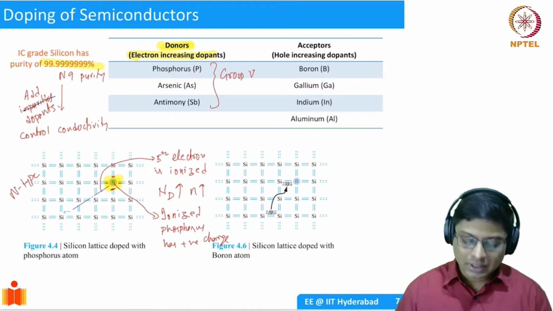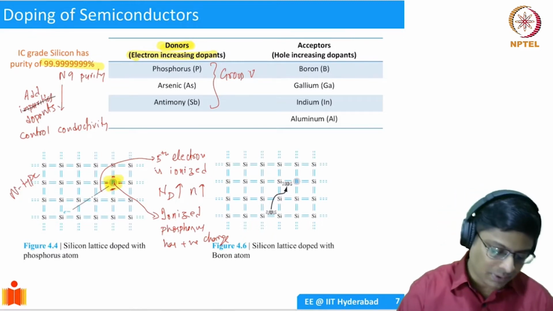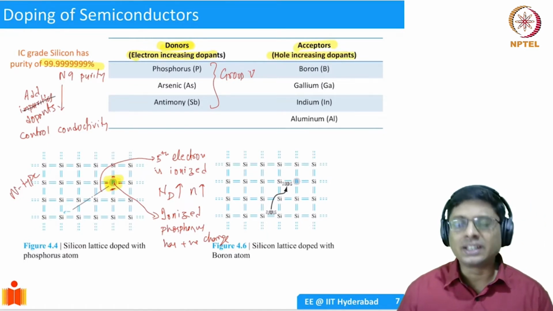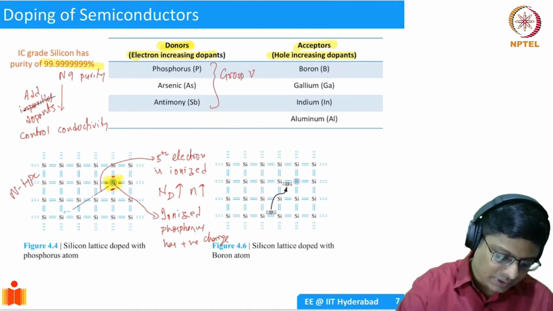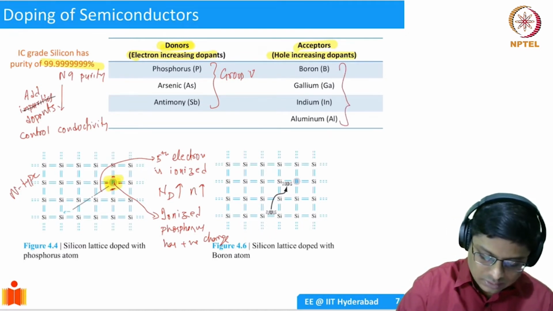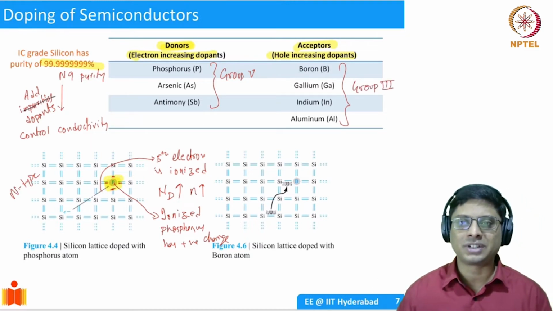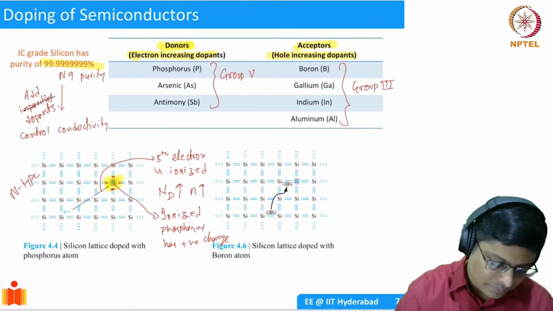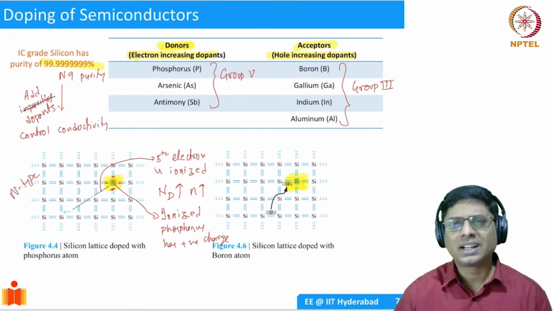Okay. Now we could also substitute a silicon atom with a group 3 element. For example, here you have a list of group 3 elements, which essentially increase the number of holes. So what we do is we substitute with group 3. When you do that, group 3 elements have 3 electrons in the outermost shell, right? So now if we take a piece of boron and put it here in the lattice, what would happen? It has 3 electrons.